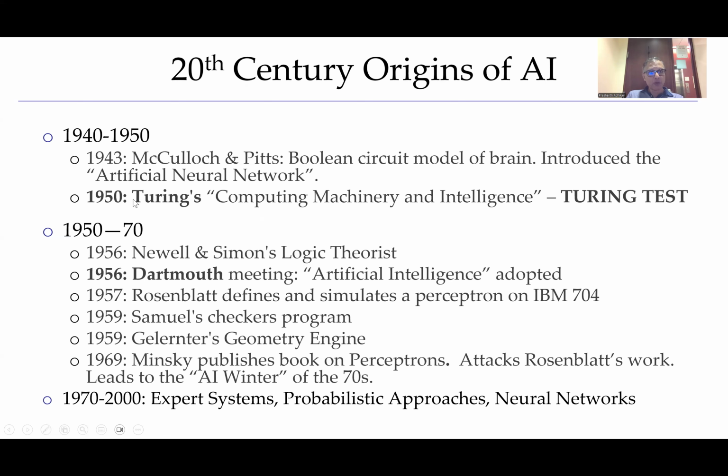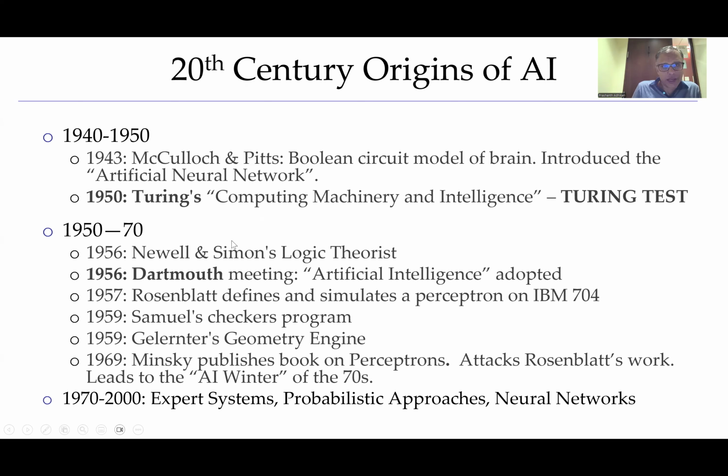Another very influential paper was by Alan Turing, called Computing Machinery and Intelligence, where he proposed his famous Turing Test. And the Turing Test is meant to be a behavioral test for intelligence. He was trying to provide an operational definition of intelligence, and so we will talk more about this particular test, the Turing Test.